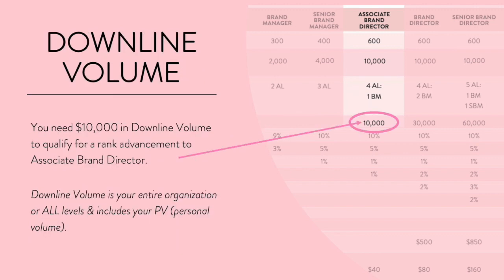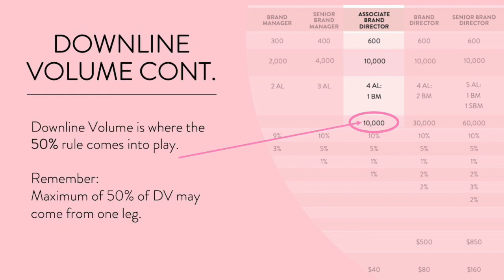Downline volume. You need $10,000 in downline volume to qualify for a rank advancement to Associate Brand Director. Downline volume is your entire organization. It's all levels, 1 till infinity, and includes your personal volume. Downline volume is where the 50% rule will come into play. You have to remember that there is a max of 50% of downline volume that may come from 1 leg.